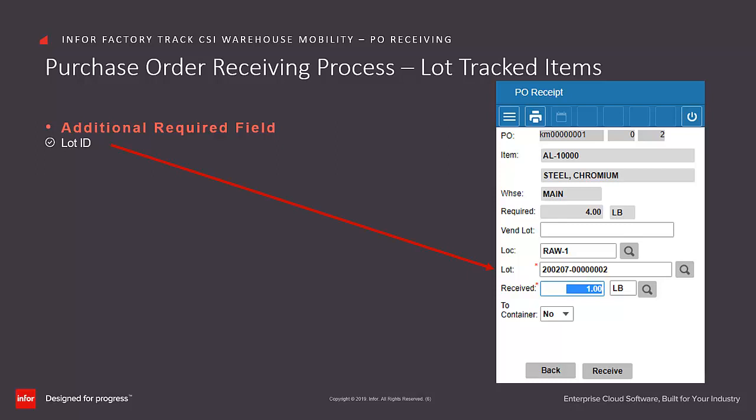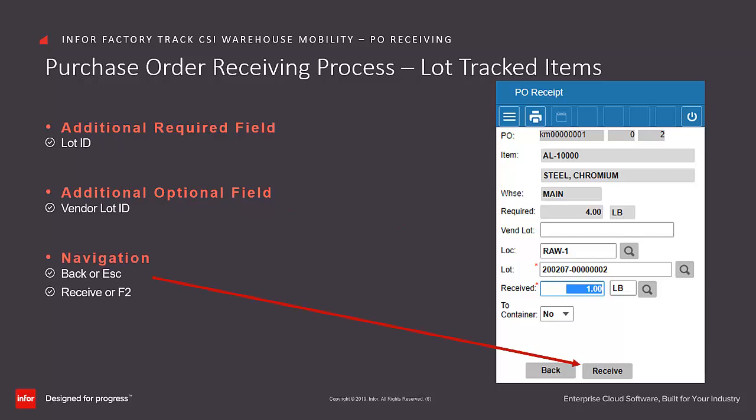If the item is lot controlled, we need to specify the lot number. We can enter, scan, or have the application automatically generate a lot ID to be associated. Auto generation will occur if the field is left blank and will be defined based on the format defined in the parameters. We can also enter or scan the vendor lot ID to be associated with this particular lot, and click on Receive to confirm the receipt.